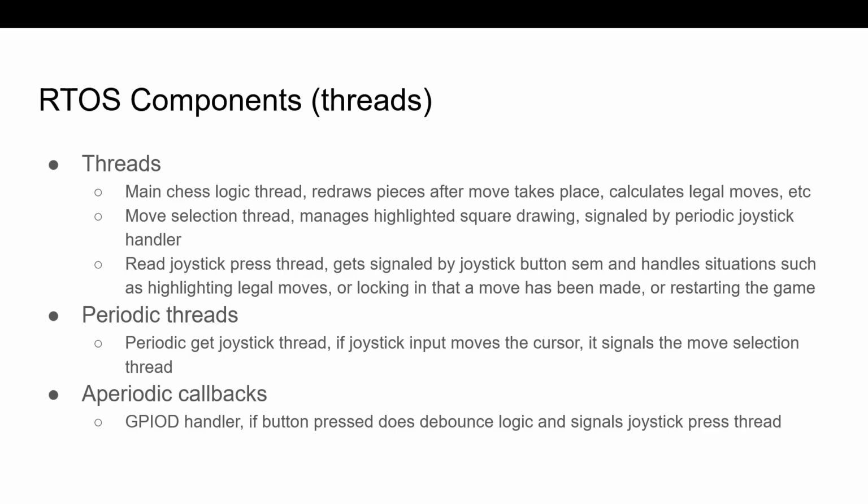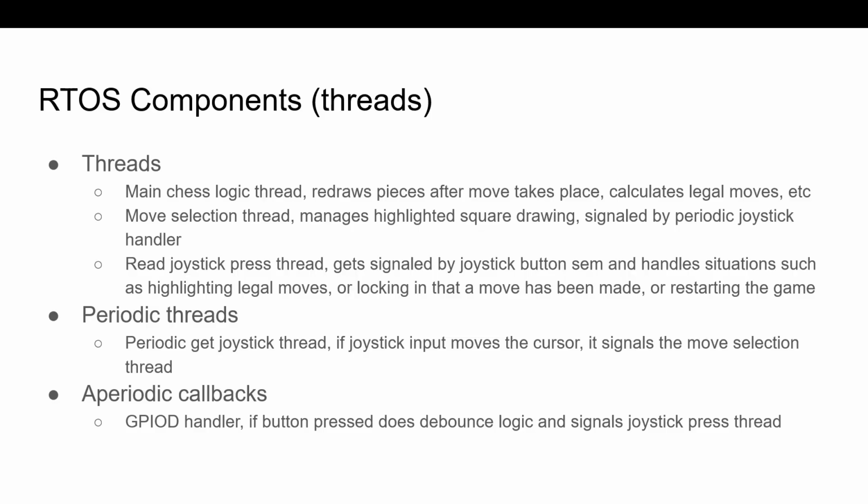Getting into those threads, you can see there are three main threads here. First is the main logic thread. This does the actual move generation, legal move generation, redrawing of pieces, stuff like that. So all of the main chess stuff is going to be in this thread. The other two threads are mostly gathering user inputs and processing them into a move format.